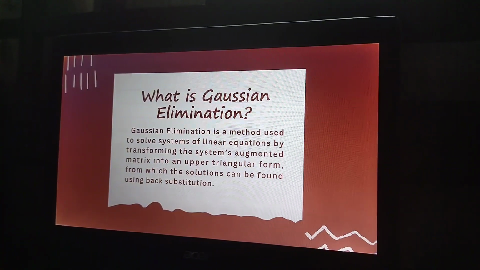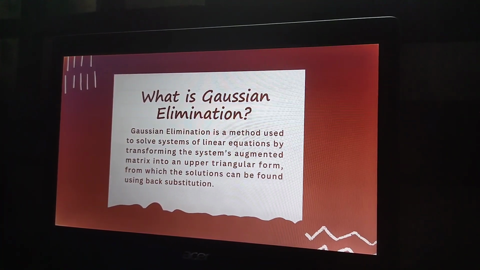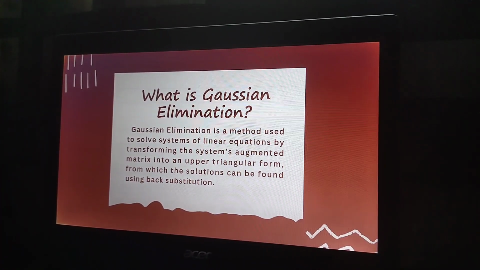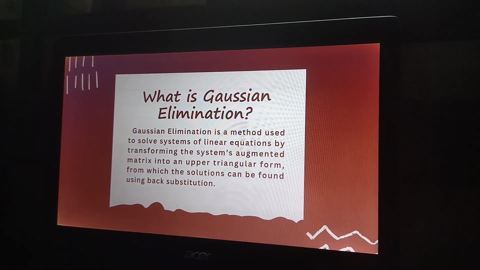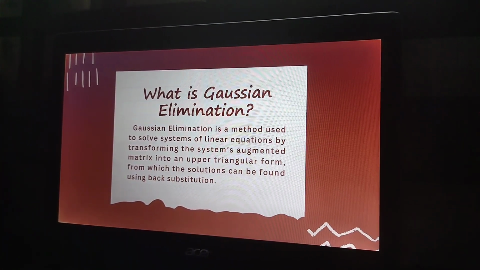So, what is Gaussian elimination? Gaussian elimination is a method used to solve systems of linear equations by transforming the system's augmented matrix into an upper triangular form, from which the solutions can be found using back substitution.